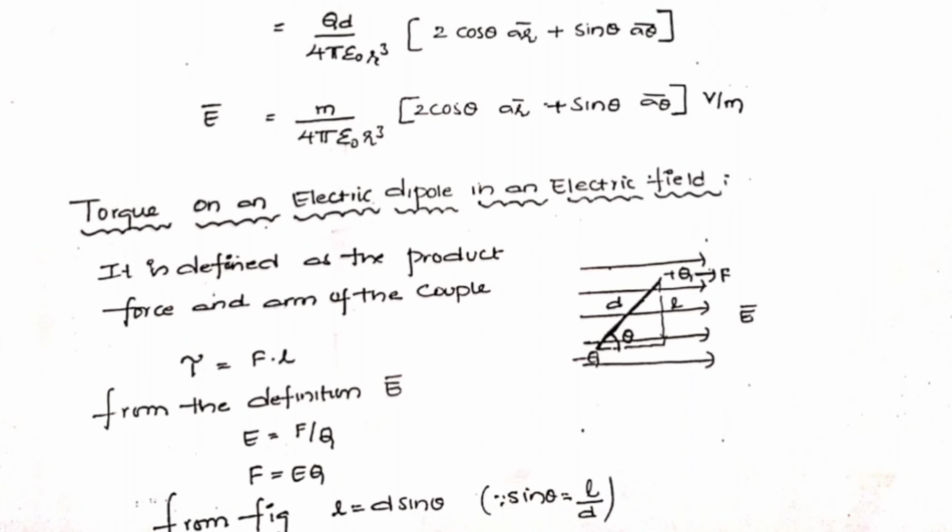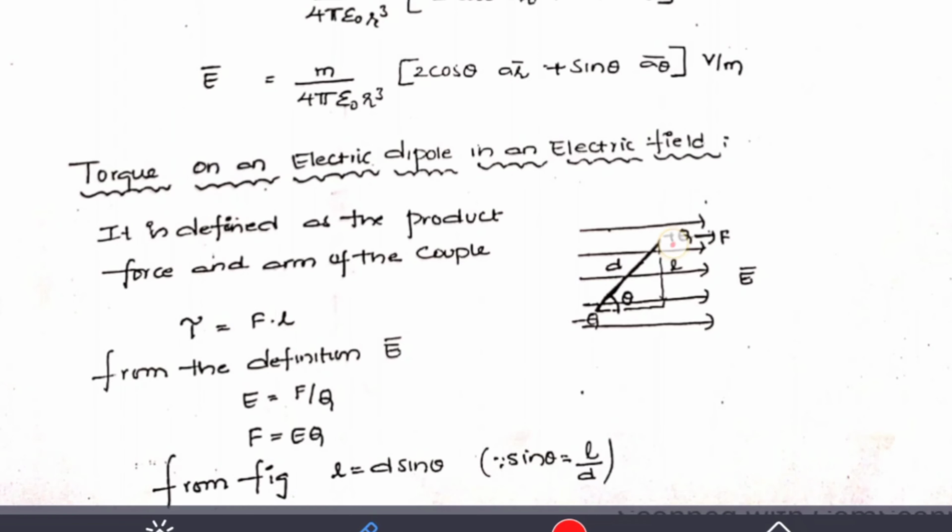From the definition of E bar, what is E bar? Now we can see the two charges plus q and minus q placed in an electric field E bar. Now the two charges are placed in electric field intensity E bar. A force will be exerted on the positive charge and the negative charge, because if charges are placed in an electric field, definitely a force will be there, according to Coulomb's law. The perpendicular distance is L. Torque tau is given by the product of force into distance, force into length.